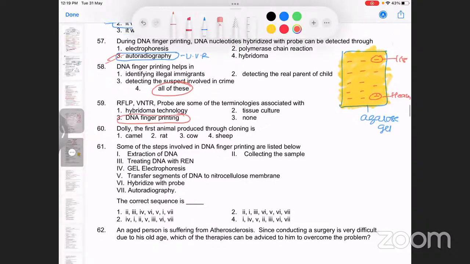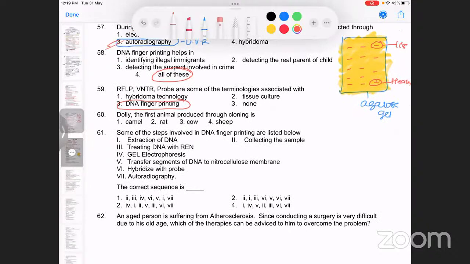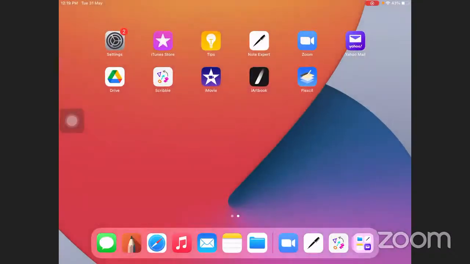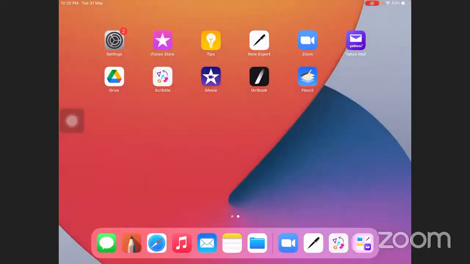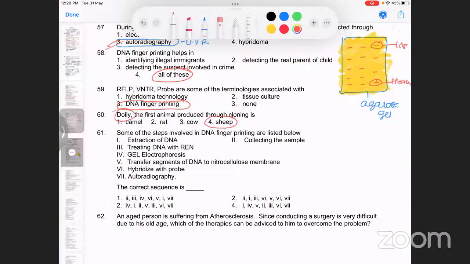Then Dolly, the first animal produced through cloning, is camel, rat, cow, or sheep. Who is Dolly? It is a sheep. So the clone which was derived, that is Dolly, by somatic hybridization or in vitro hybridization, was a sheep.